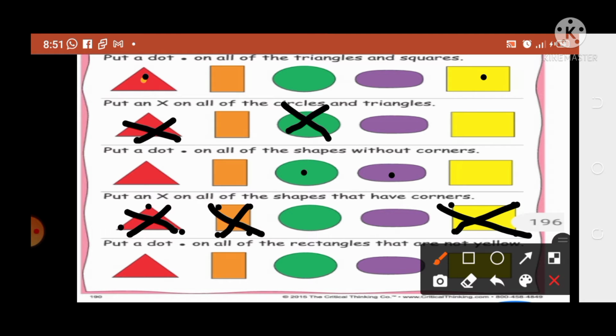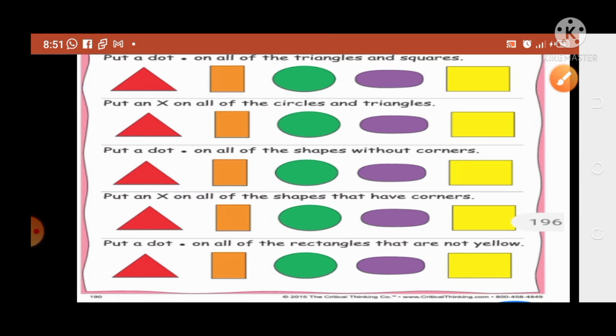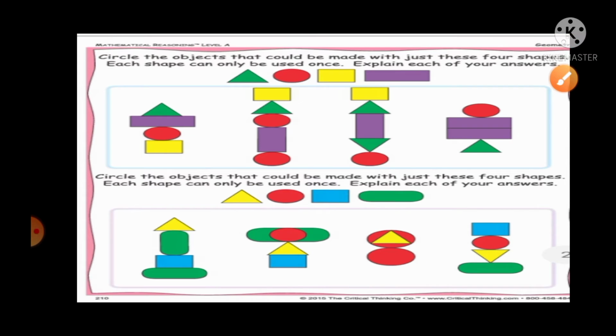The last question is put a dot on all the rectangles that are not yellow. We only have one rectangle, so I'll put a dot on it. Beautiful. So we'll move over to the next page, which is page 209.